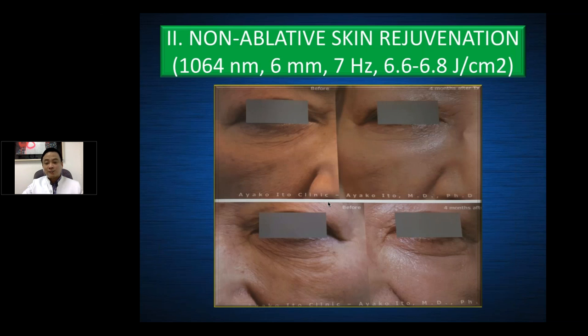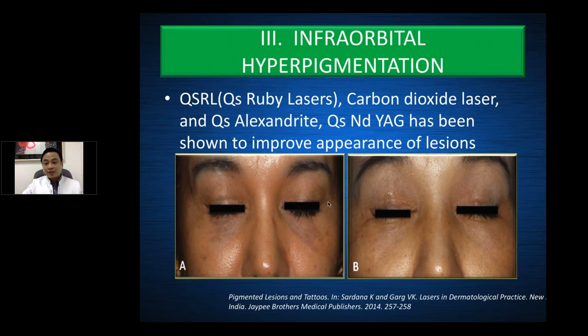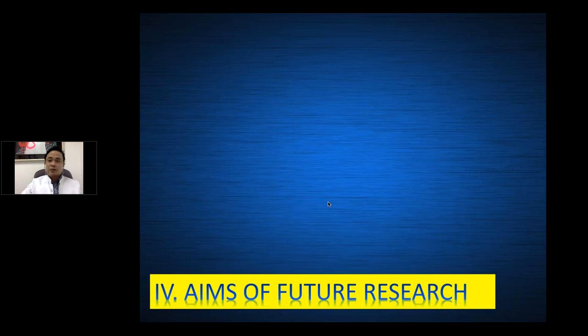And also for infraorbital hyperpigmentation, even the books say that the pigment lasers have been shown to improve the appearance of infraorbital hyperpigmentation. So these are just some recommendations based on the two SALSA meetings. This is the Association of Laser Surgeons in Asia.